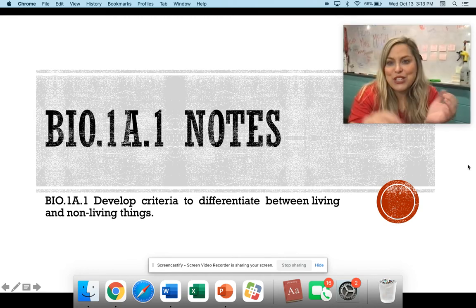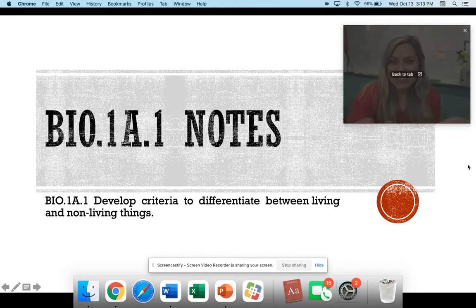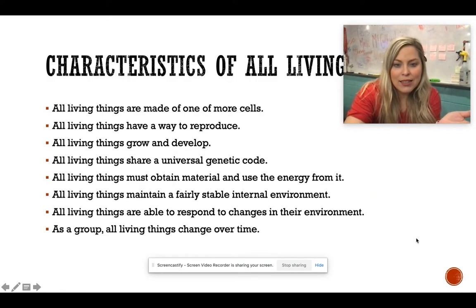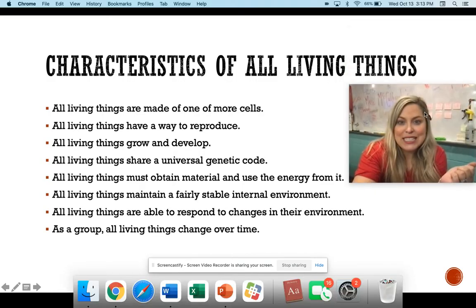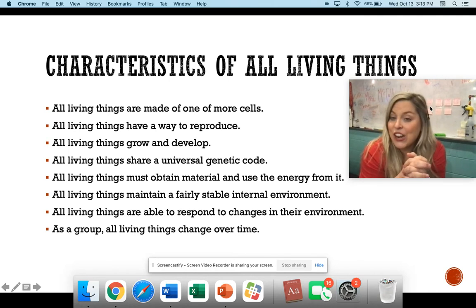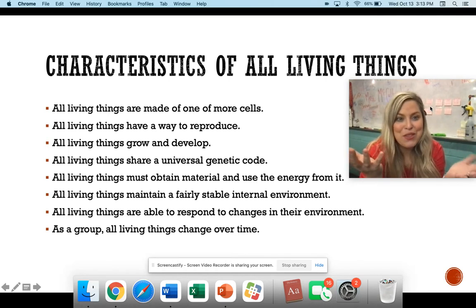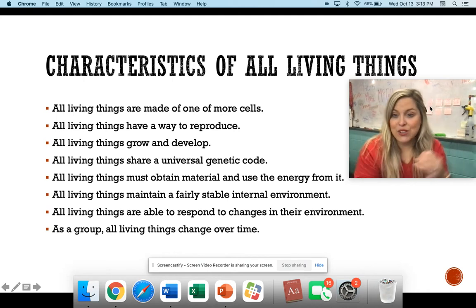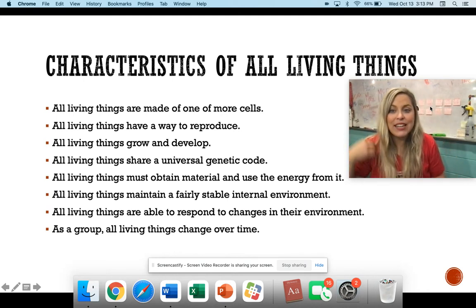How to differentiate between living and nonliving things. All right, so characteristics of all living things. Here they are, and this is pretty much it for the whole section. All living things are made of one or more cells. So to be categorized as living, you must be made of one or more cells.